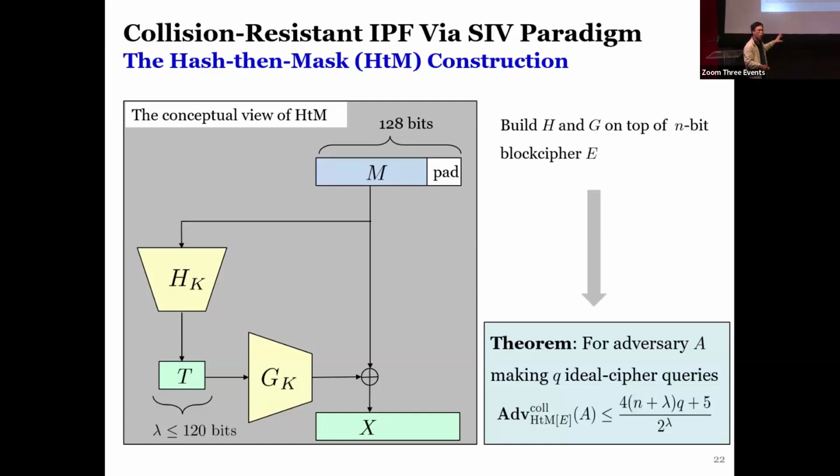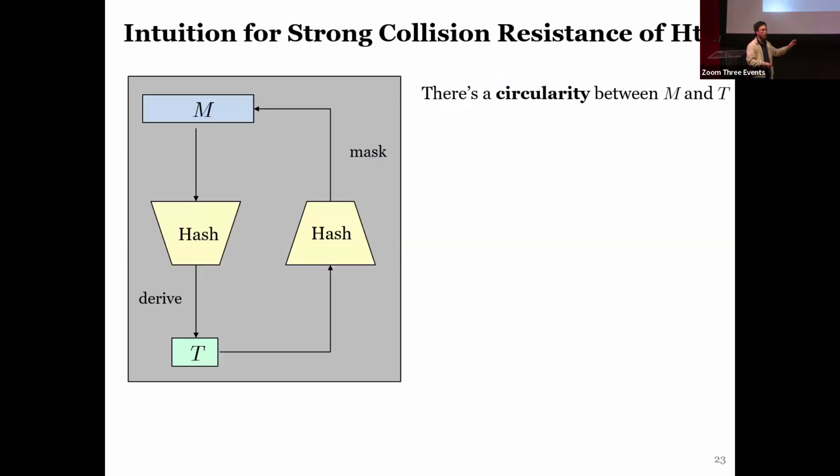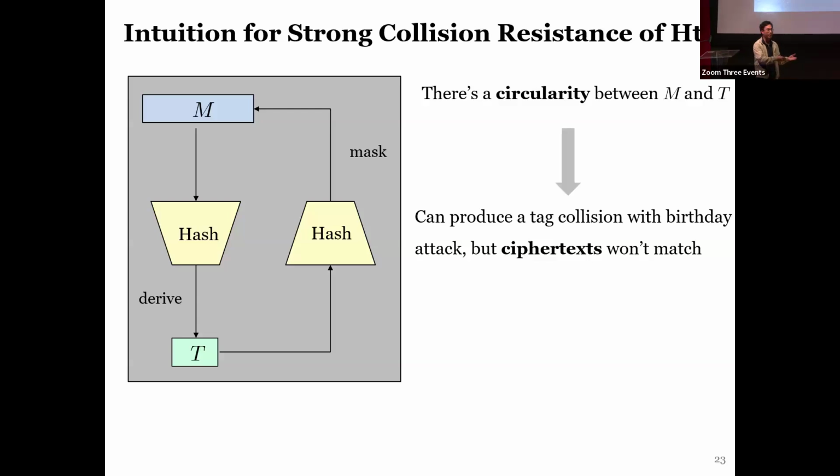Now, you may take a second look and say, wait a second, this seems suspicious, the tag is very short. So why can't an adversary launch a birthday attack to have a tag collision and so on? So the answer is that our result relies on a circularity between the message and the tag. You hash the message to get a tag, but at the same time, you hash the tag to mask the message. So if you simply launch a birthday attack, then you can have a tag collision, sure. But at the same time, your ciphertext won't match entirely. But to exploit this intuition, your hash functions must be somewhat an ideal primitive, like a random oracle, or in our work, Davies-Meyer with an ideal cipher.